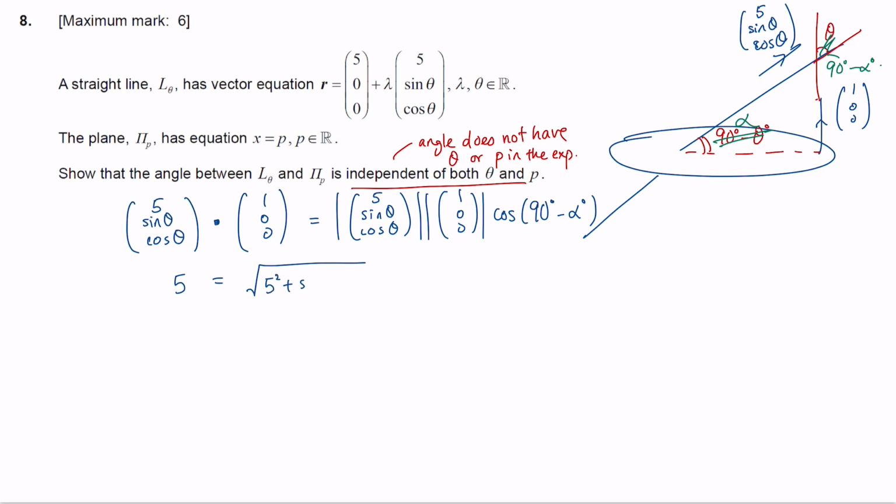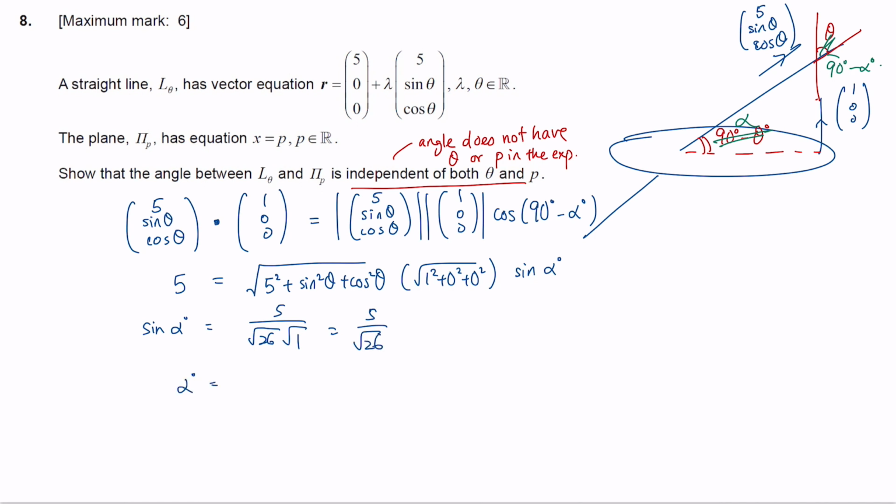This is root of 5 squared plus sine squared theta plus cosine squared theta. This is root of 1 squared plus 0 squared plus 0 squared. And cosine of 90 minus alpha is sine of alpha. So sine of alpha is going to be 5 over root 26 times root of 1, which is 5 over root 26. And so you can see that alpha is arc sine of 5 over root 26. And this is independent of theta and p. And we're done.